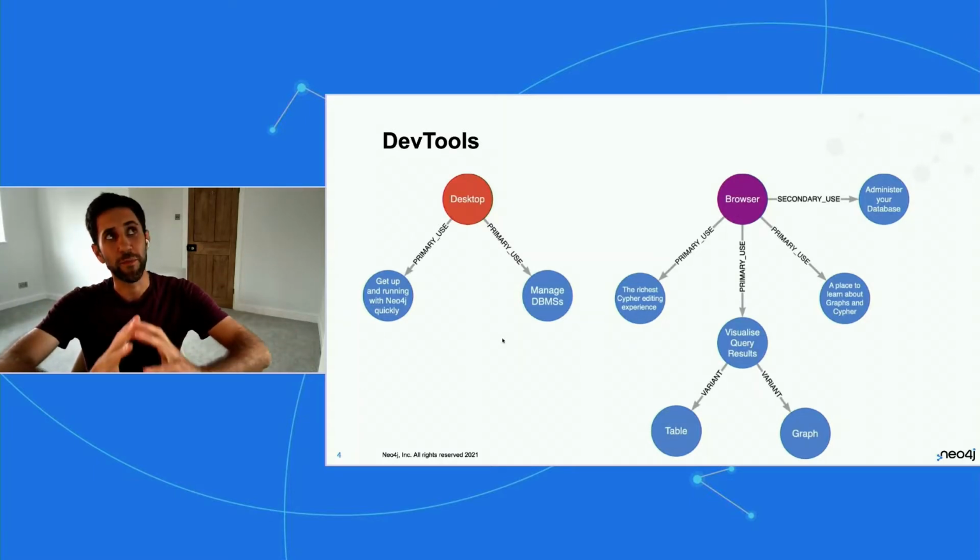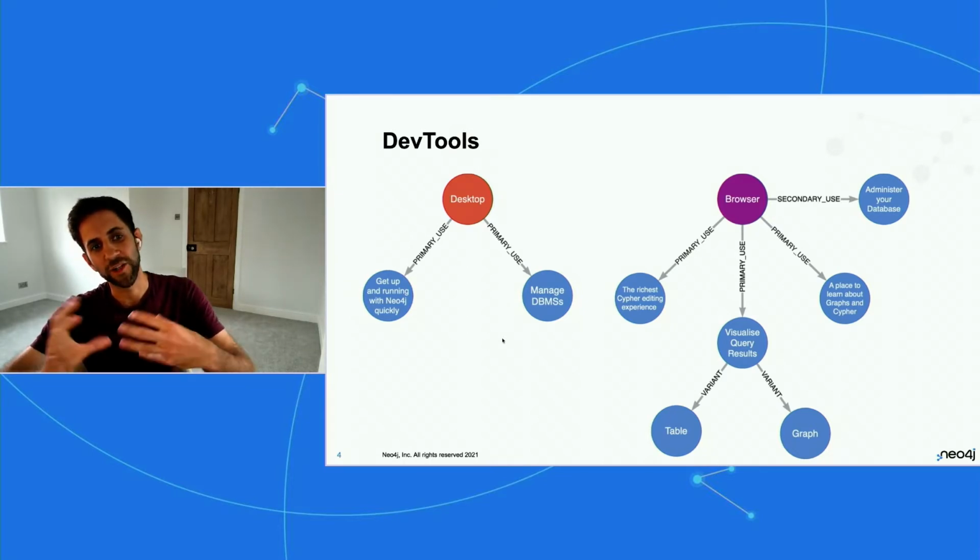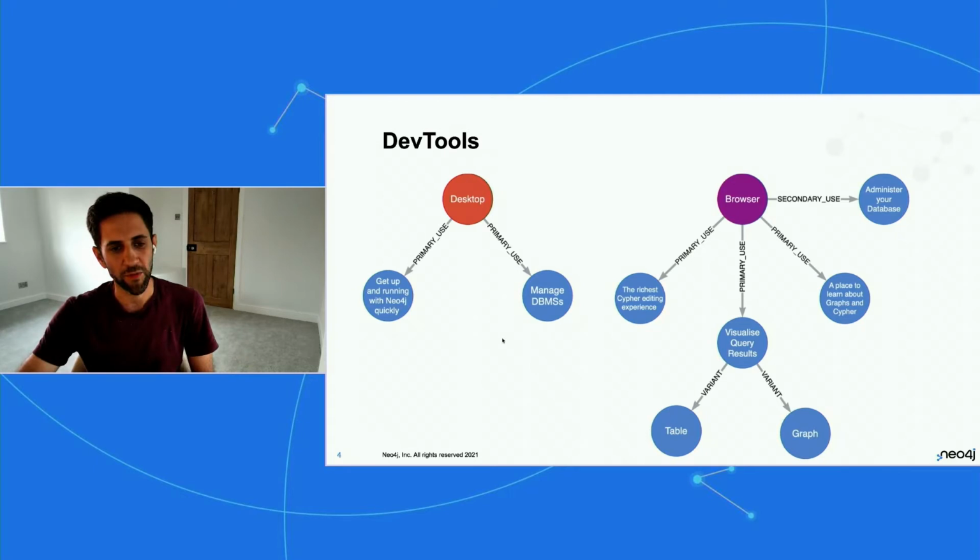So the primary purpose of desktop is to get you up and running with Neo4j locally and to help you manage your DBMSs, which is a bit of a contrast to Aura, where things are managed for you. With desktop for your local deployments, you can manage and control those things as you need to. So it's a good way to learn about that if you've got that kind of need.